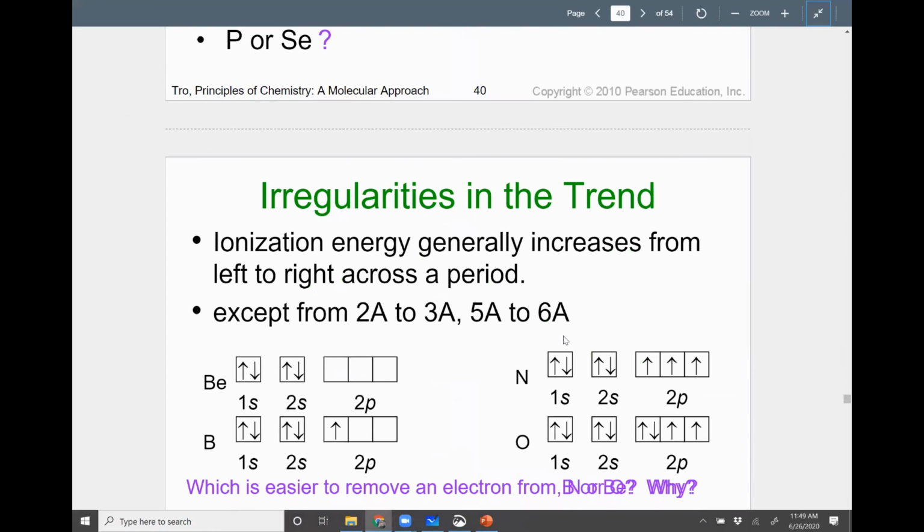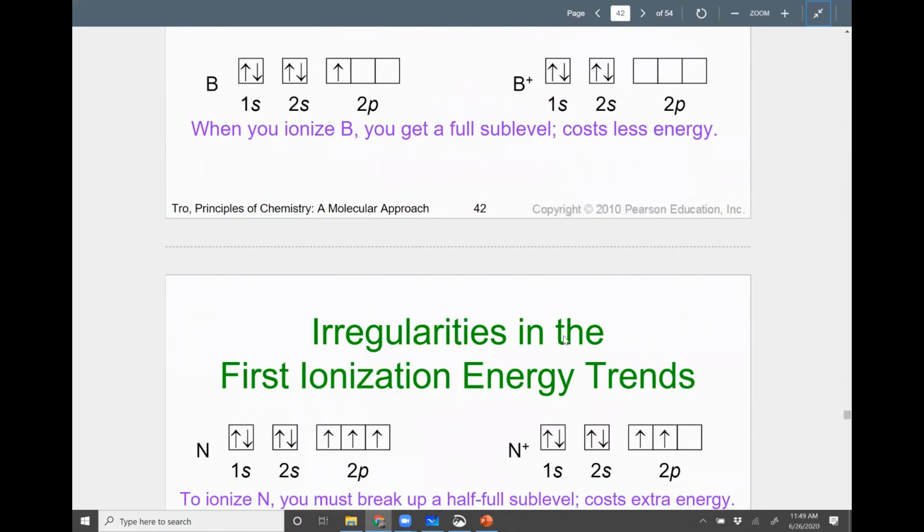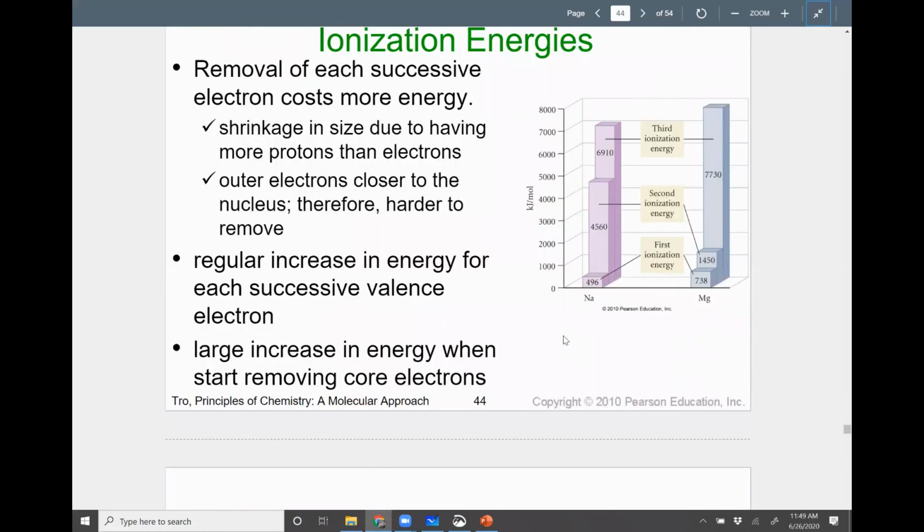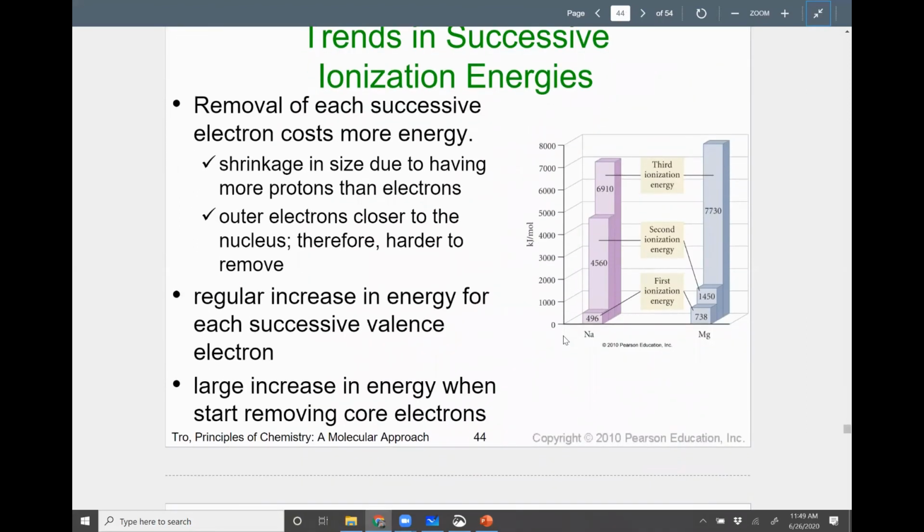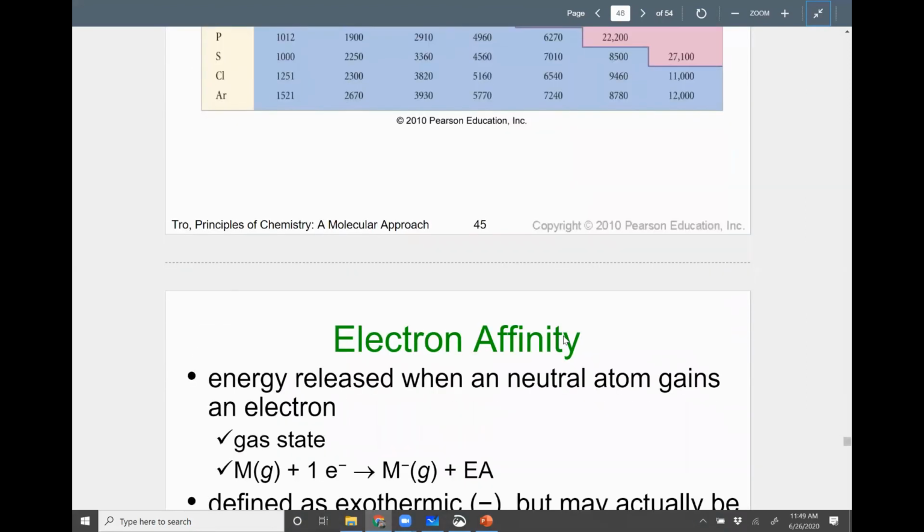These are examples you can do. All right. Successive ionization energy, and so on.